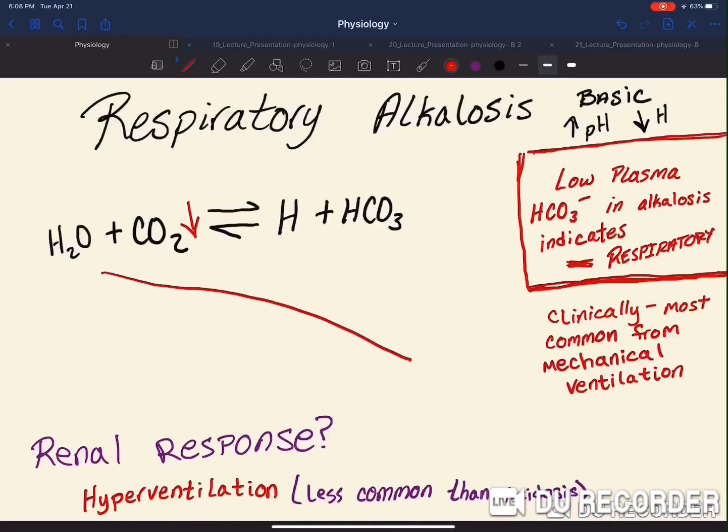And then, so to balance out the equation, you're going to see a decrease in the hydrogen and the bicarb as well, because that's going to lower the weight, if you will, that's pushing down on this side of the seesaw. And that's going to help bring our seesaw back to homeostasis.